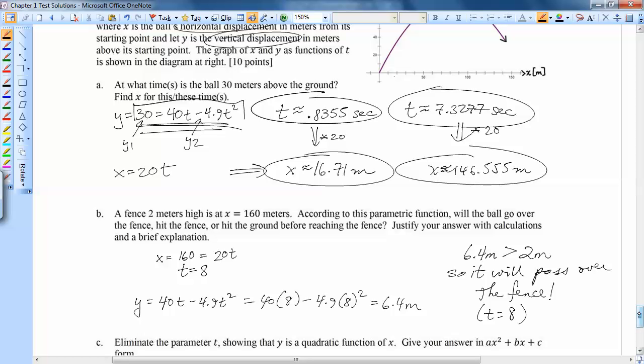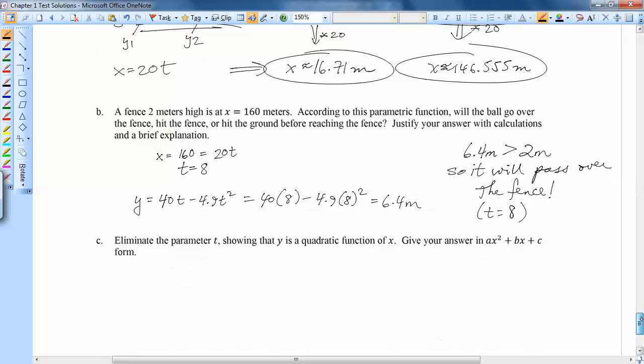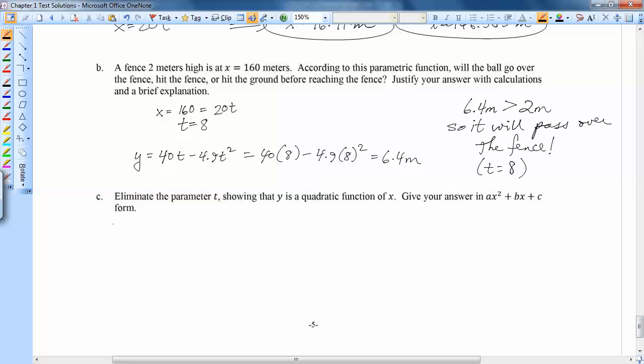Okay, so then the last part is to get rid of the parameter t. So to get rid of the parameter t, let me rewrite these equations. x equals 20t, y equals 40t minus 4.9t squared. If I want to get rid of the t, the easiest t to isolate is right here: x over 20 equals t.